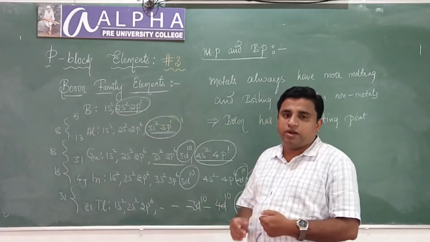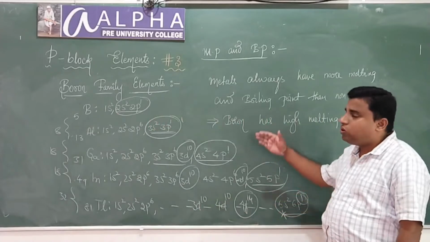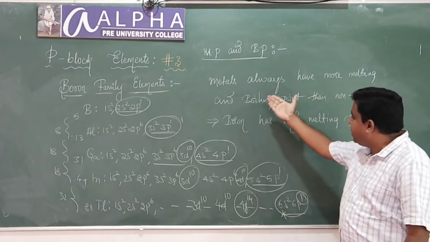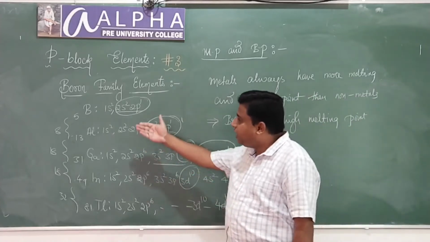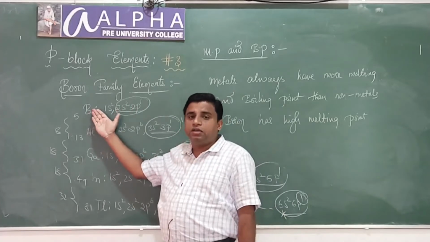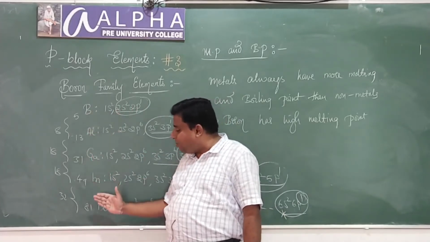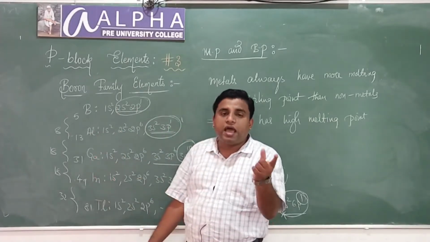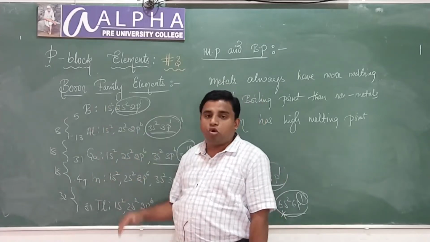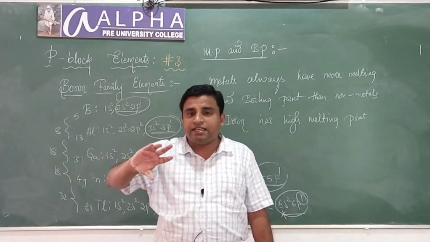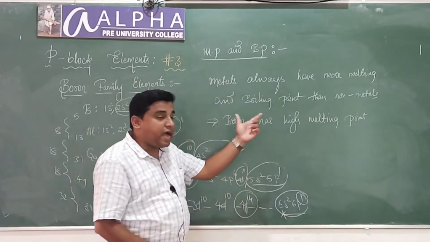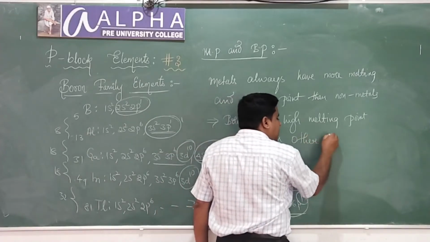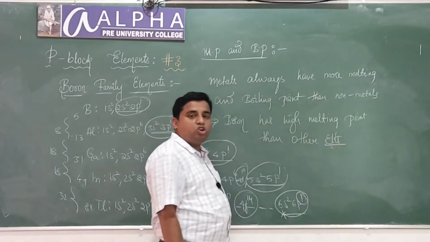Now I was talking about melting point and boiling point. Our idea is metals always have higher melting and boiling points than non-metals. Here we know boron is a non-metal, while aluminium, gallium, indium and thallium are metals. So aluminium, gallium, indium and thallium should have higher melting and boiling points than boron, isn't it? But unfortunately, there is a reversal in the order. Boron has a higher melting point than the other elements, even though it's a non-metal.